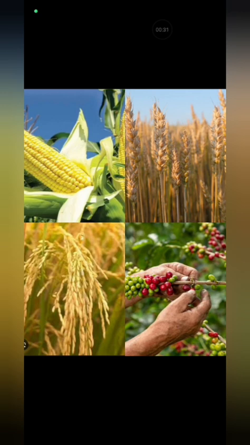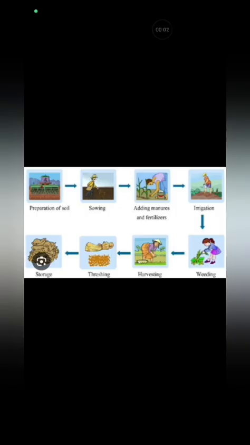Based on uses. Food crops are grown for eating. Examples: rice, wheat, maize. Cash crops are grown for sale and industry. Examples: cotton, sugarcane, jute. Oil seeds are used to make oil. Examples: mustard, groundnut. Beverage crops are used to make drinks. Example: tea, coffee.